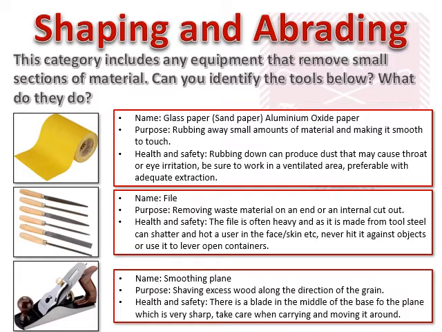Next one down is a file, not to be mistaken with a chisel or a bradawl, which we'll get to later. You've got to know what you're looking at. So this tool here, you get to look at them much closer, but there are teeth on this tool, little tiny teeth, a bit like a nail file, but bigger. It's used for removing waste material on an end or an internal cutout. So where you made your finger joints on the video, you'd be filing that away to make sure it fits properly.